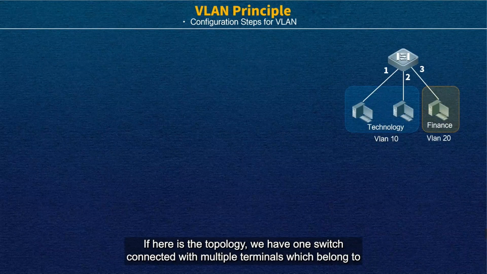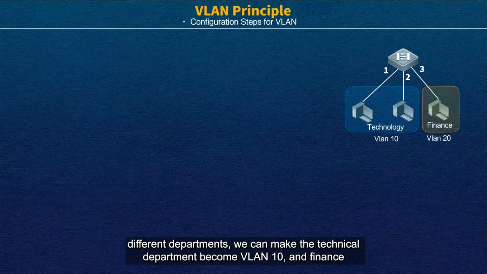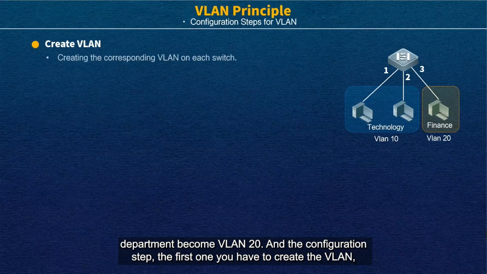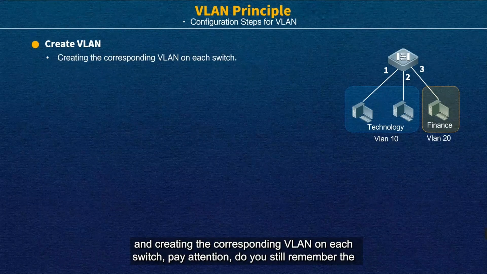if here is our topology, we have one switch connected with multiple terminals belonging to different departments. We can make the technology department become VLAN 10 and finance become VLAN 20. In the configuration steps, the first one is you have to create the VLAN, creating the corresponding VLAN on each switch.